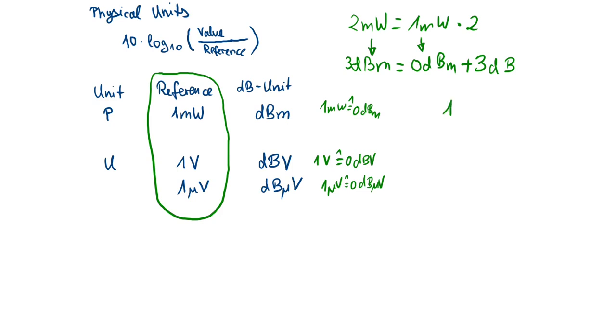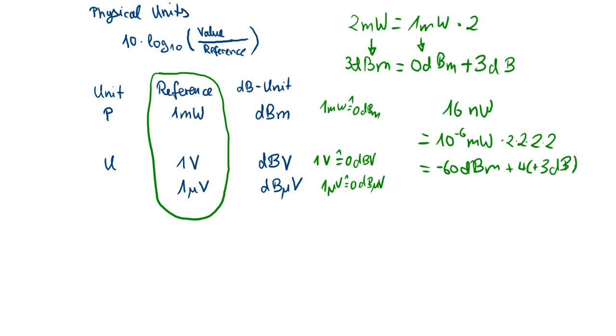Same goes for the 60 nanowatts. A nanowatt is 10 to the power of minus 6 milliwatts, multiplied by 2 by 2 by 2 by 2, and this means minus 60 dBm plus, let's take a shortcut here, which means minus 48 dBm.